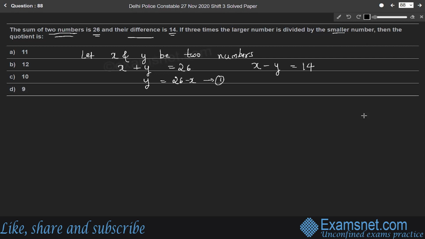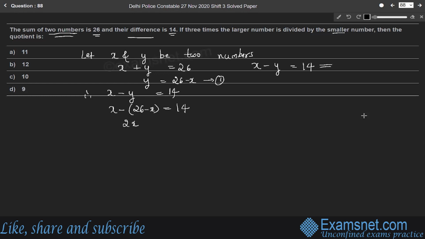Substitute this value in this equation. Right? So y is 26 minus x. Therefore, x minus y is equal to 14. Therefore, x minus y becomes x minus (26 minus x), which is equal to 14.